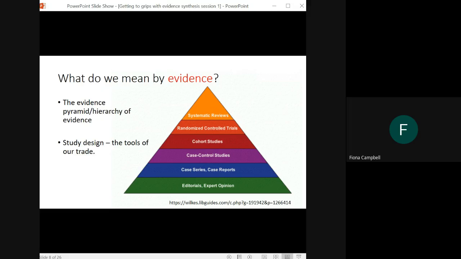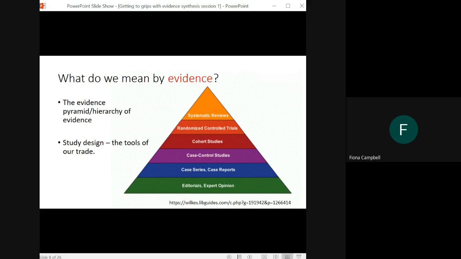Now, we may be asking all types of questions, like, what is the acceptability of an intervention? But if we're asking the question, does something work? And how well does it work? Then the type of study design that ideally we might want to use would be systematic reviews, and that's one of the things that we're talking about today.